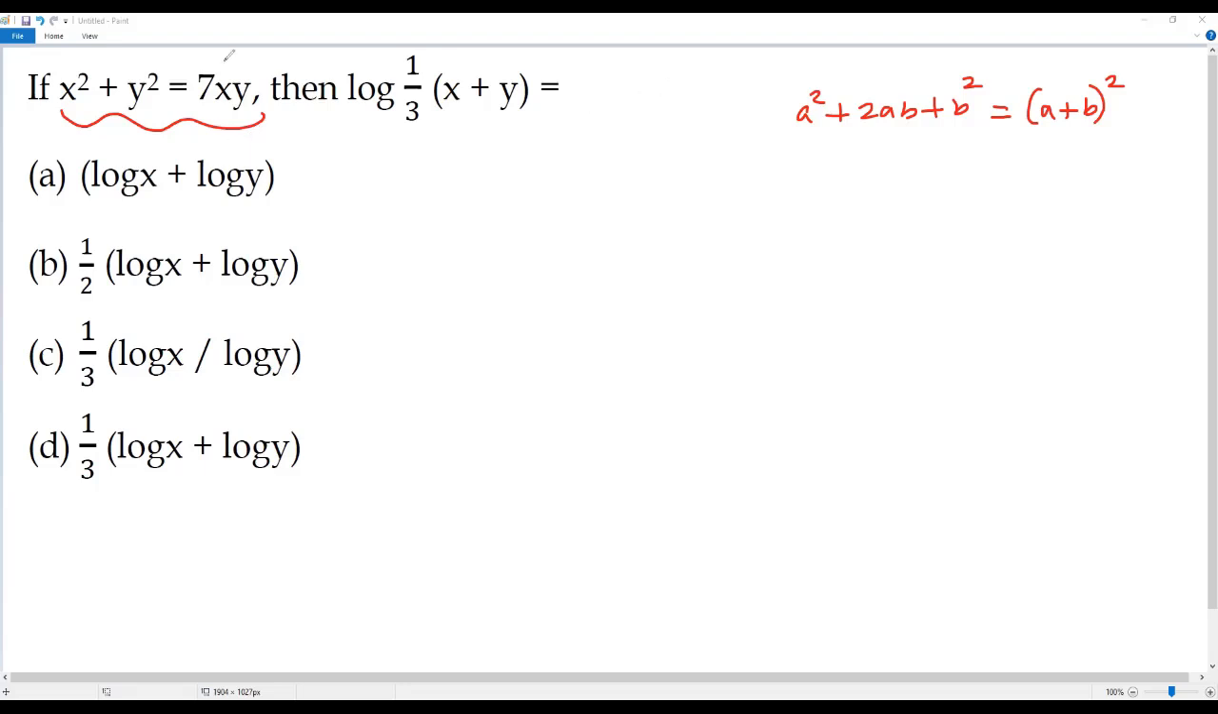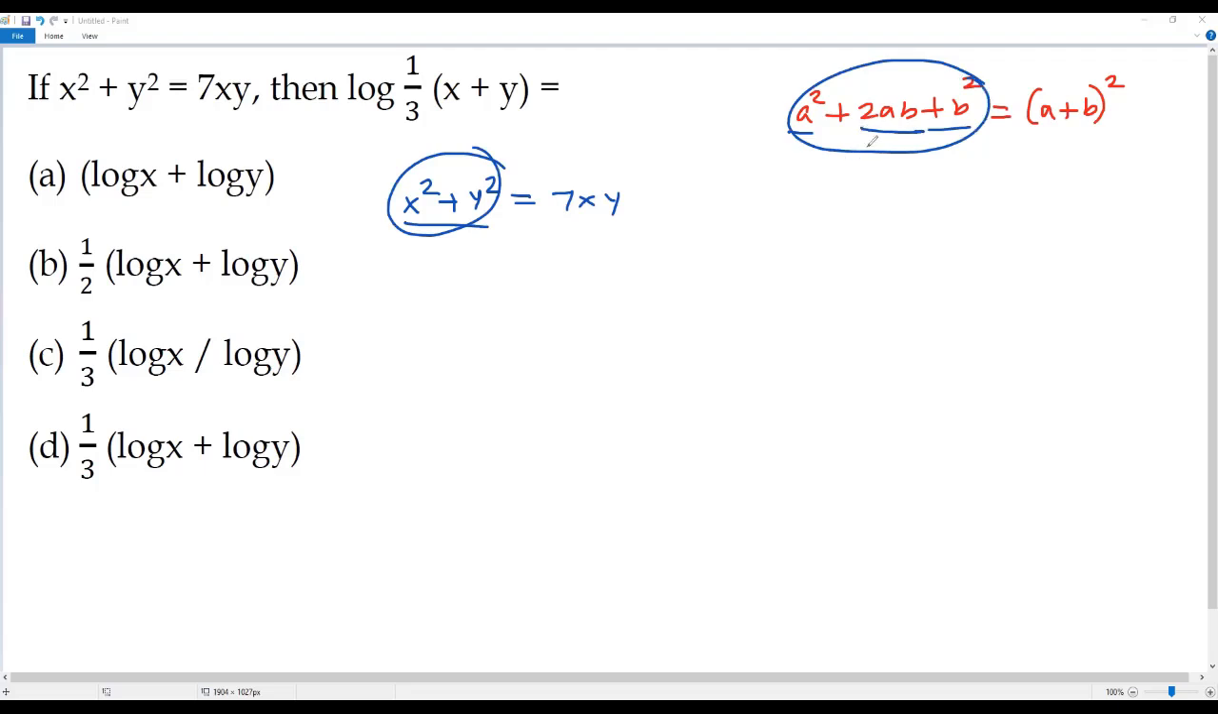Now let me take the equation we have over here, that is x² + y² = 7xy. Here we have x² + y², and we can compare this with a² + b². So comparing this and this, what is missing? Here we have 2ab, but here 2ab is not there. Instead, we must have 2xy, because for a² we have x², for b² we have y². So for a we have x, for b we have y, for 2ab we have 2xy.